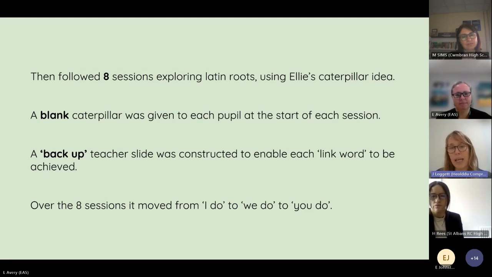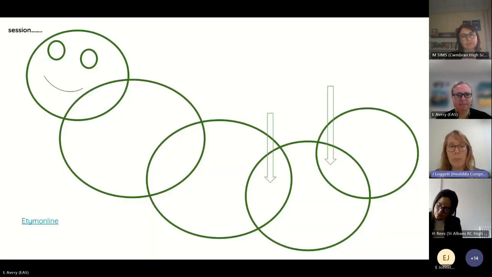And then gradually over the 8 sessions, I moved from I do to we do to you do. So the first of the 8 sessions probably took about 20 minutes, maybe 25. But then as you go through the 8 sessions, it gets quicker and quicker because the pupils know what they're doing. So you can get it down to about 10, 12 minutes, something like that.